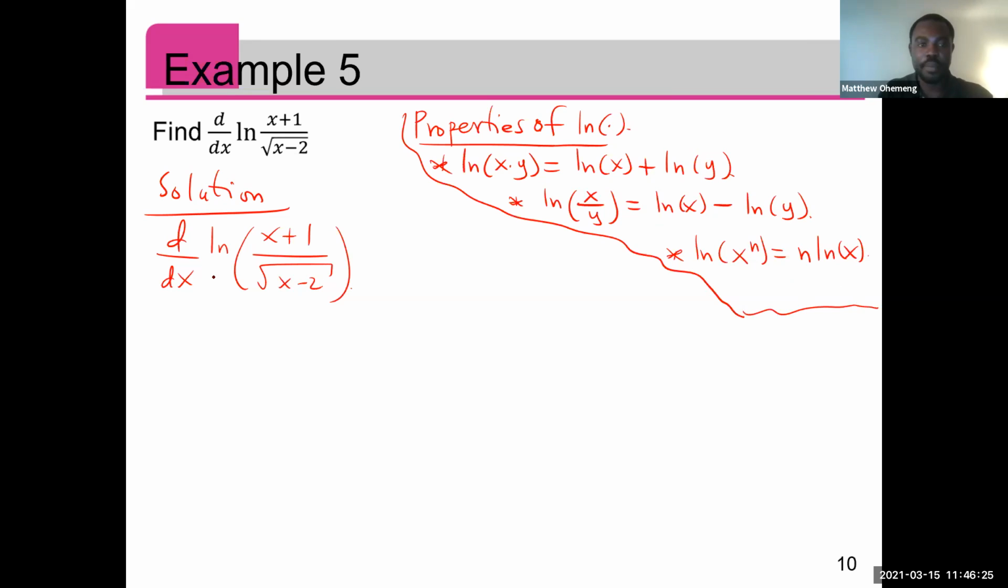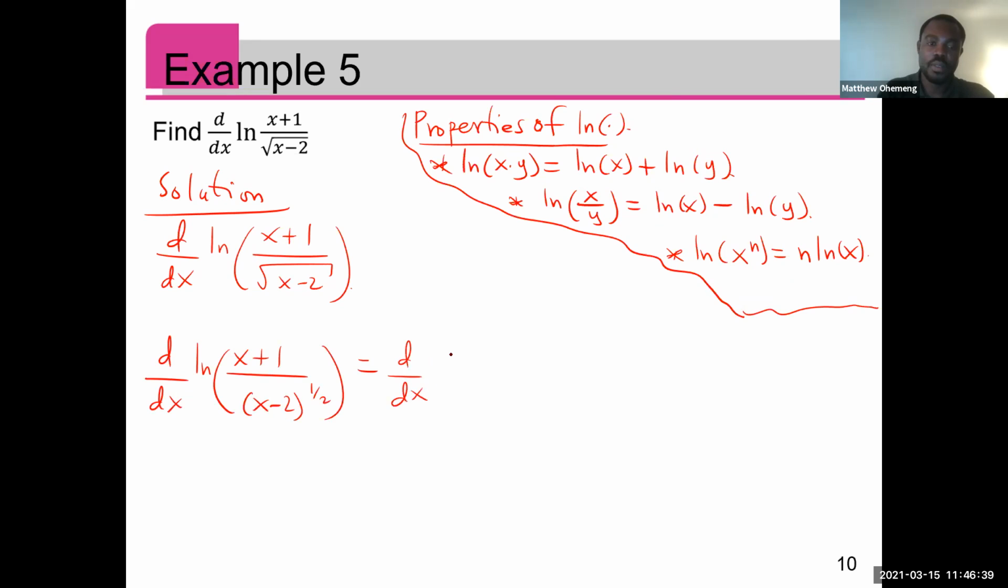So with that in mind, I can simplify this a bit. Since this is a quotient, I can write it, and let me also write this as x minus 2 to the half. This is the same as d over dx of ln of the top minus ln of the bottom, because the ln of a quotient is just the difference in the logs. So that's x minus 2 to the half, and then I have d over dx of ln of x plus 1.